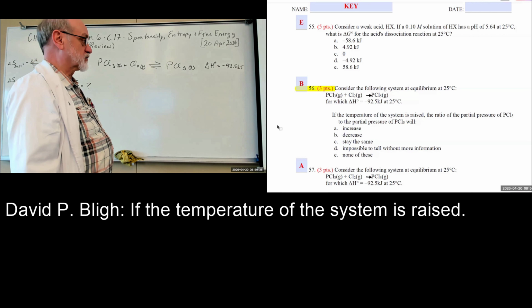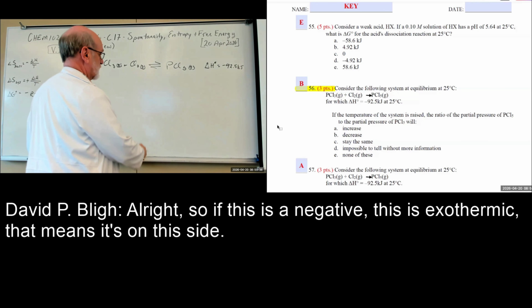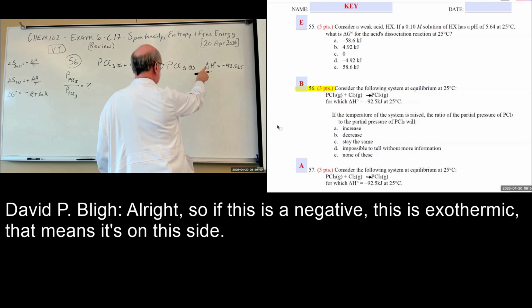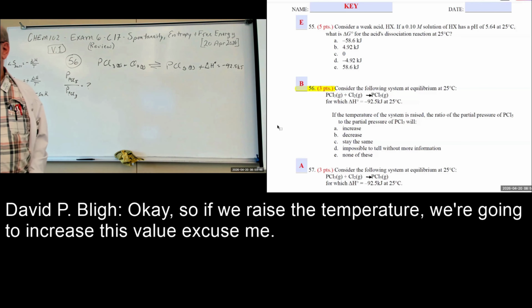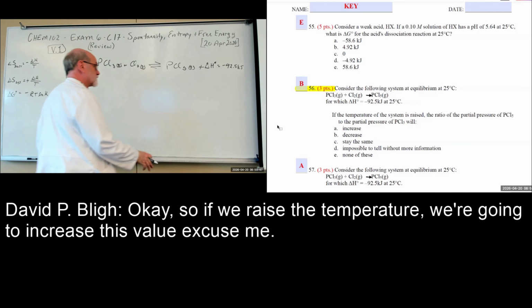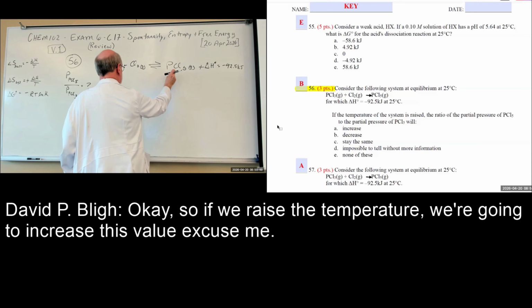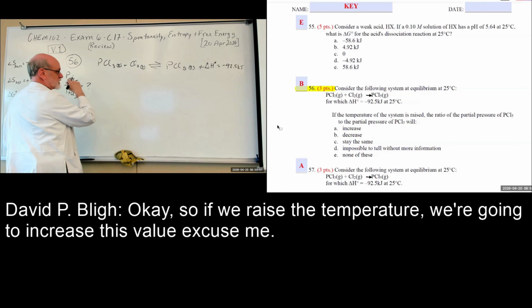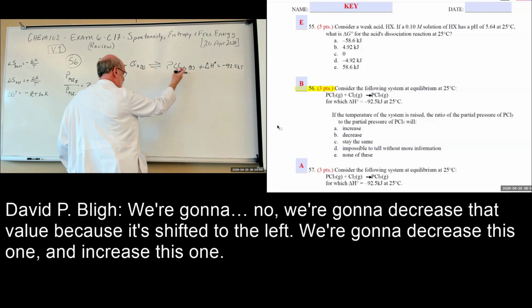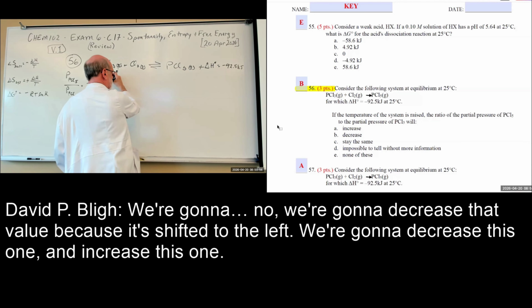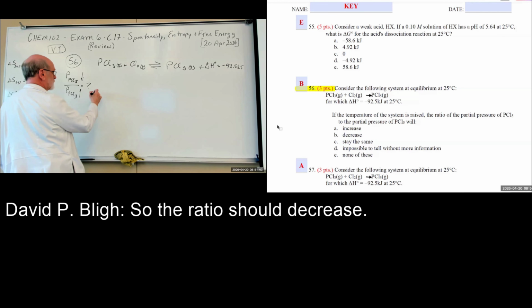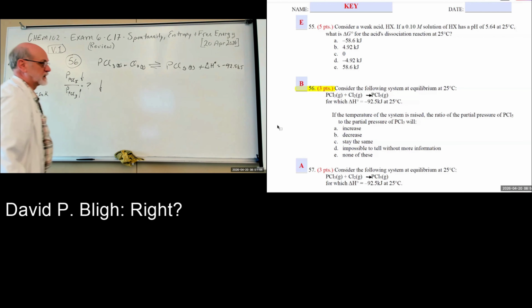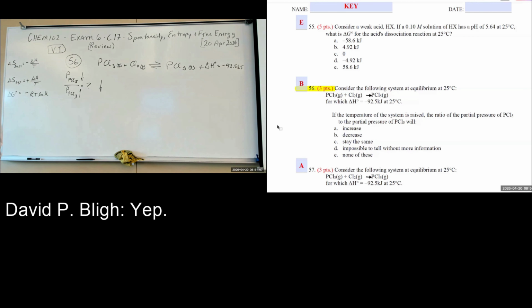If the temperature of the system is raised, all right, so if delta H is negative, this is exothermic, which means heat is on the product side. If we raise the temperature, the equilibrium shifts to the left. We're going to decrease this one and increase this one. So the ratio should decrease, right? Yep.